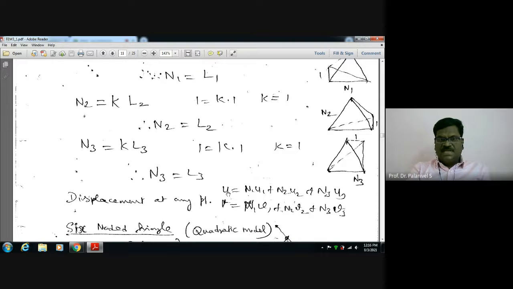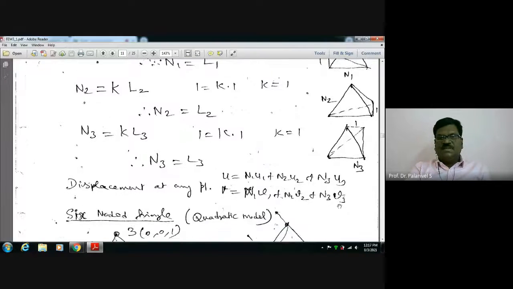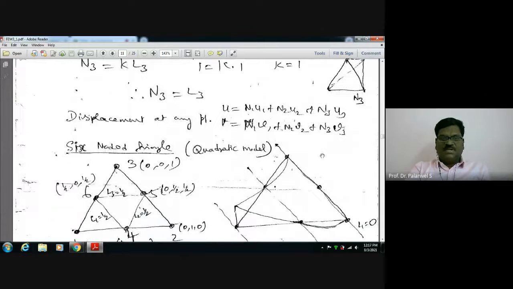UV can be obtained at any point within the triangle: the element U equals N1 U1 plus N2 U2 plus N3 U3. This is the fact you know. V equals N1 V1 plus N2 V2 plus N3 V3. This way we can obtain it. This is some discussion only we are doing.